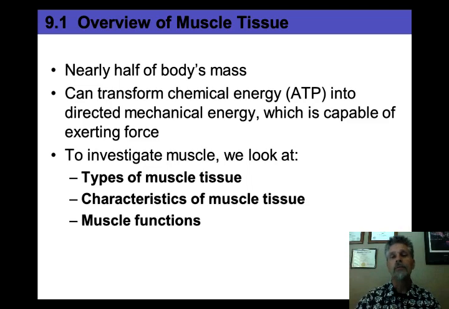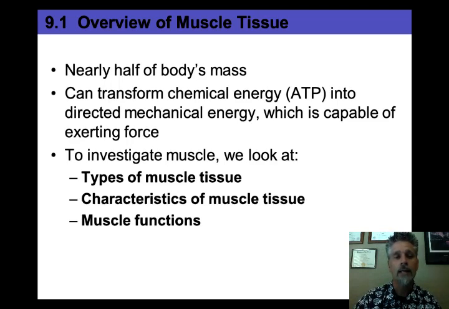But they do so in different ways, using different proteins and things like that. So it's still nearly half of the body's mass. What they do is they transform the energy, the chemical energy in the form of ATP, into mechanical energy so that we can produce movement. So these are the various things that we'll be looking over coming up, right?